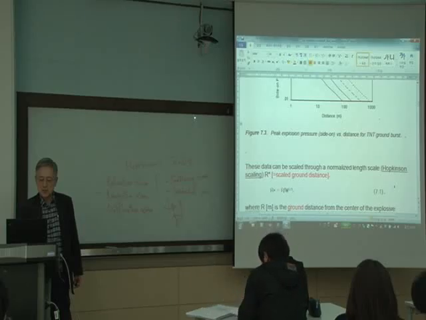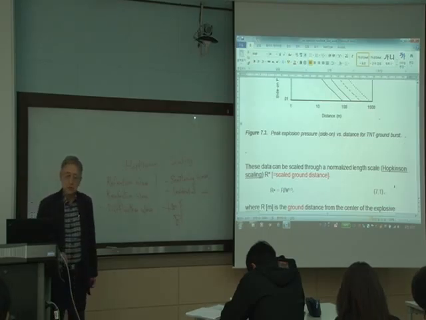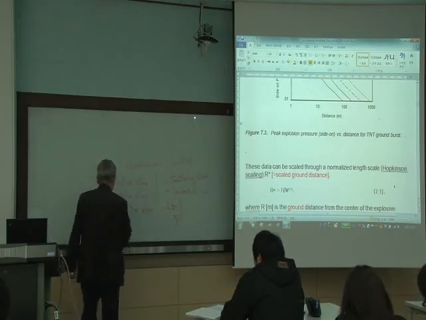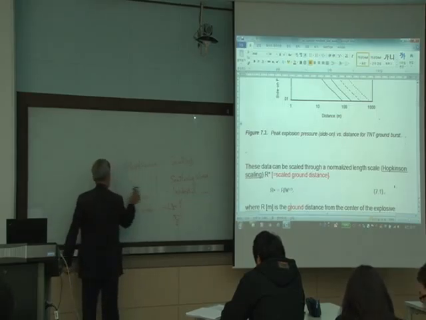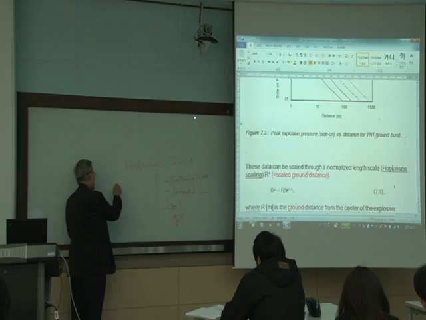It said this data can be scaled through a normalized length scale, the Hopkinson scale, R star. R star is a scaled ground distance. R star is equal to R divided by W to the 1/3 power to get the scaled distance. I'm not going to talk much here because we're going to cover the Hopkinson scaling law next month.